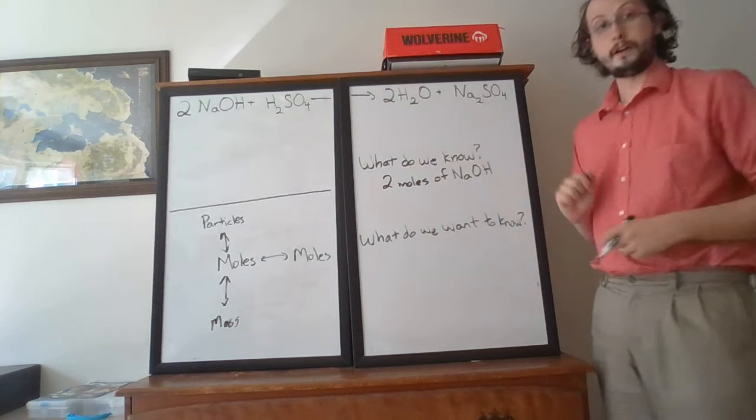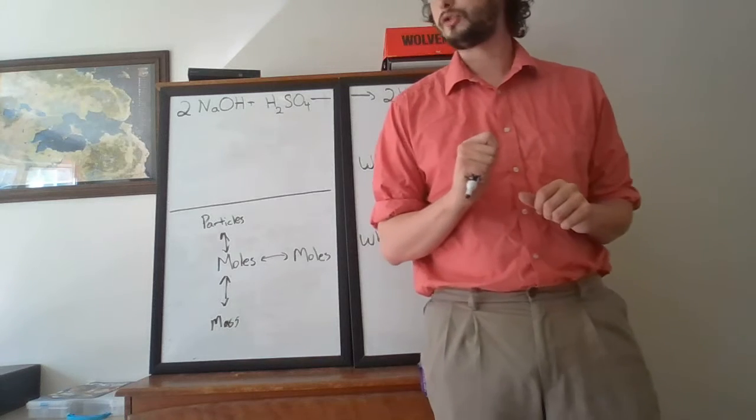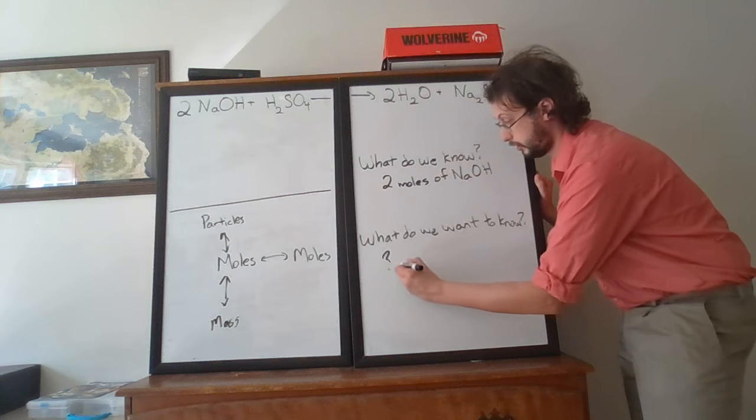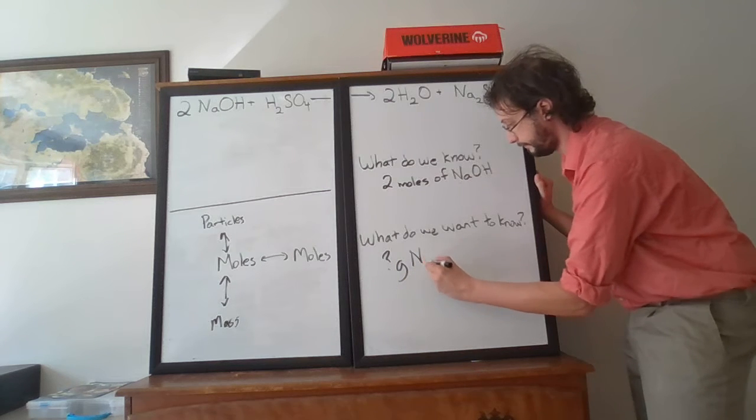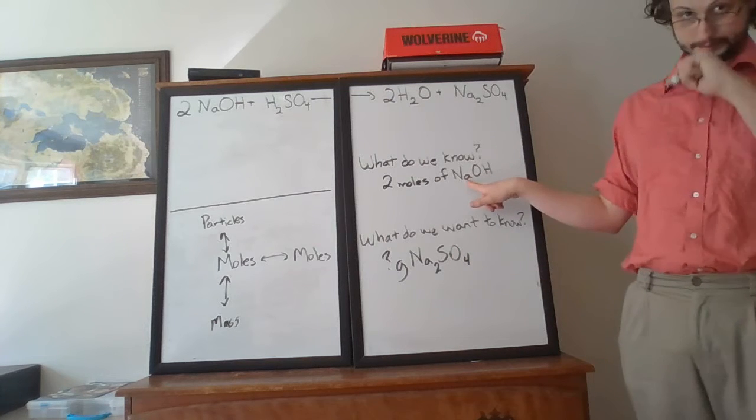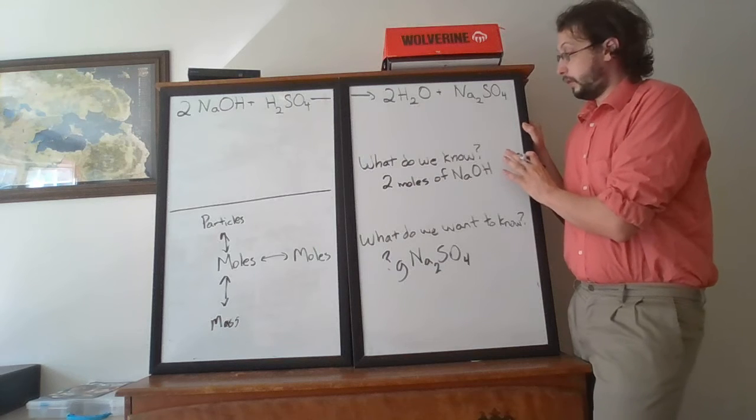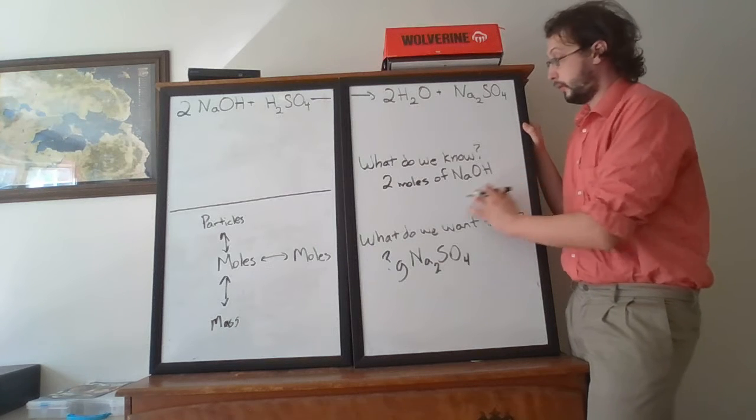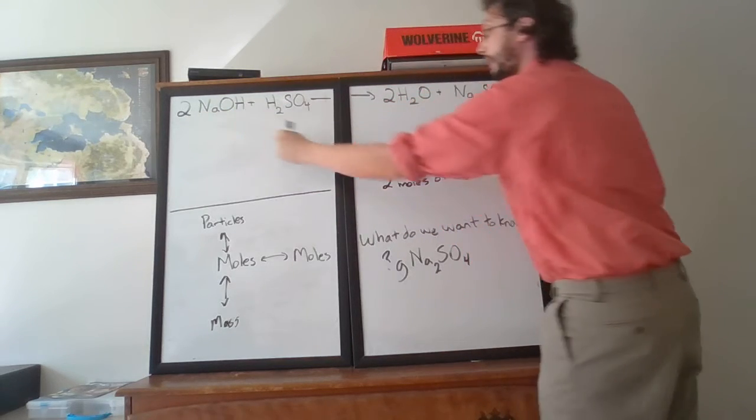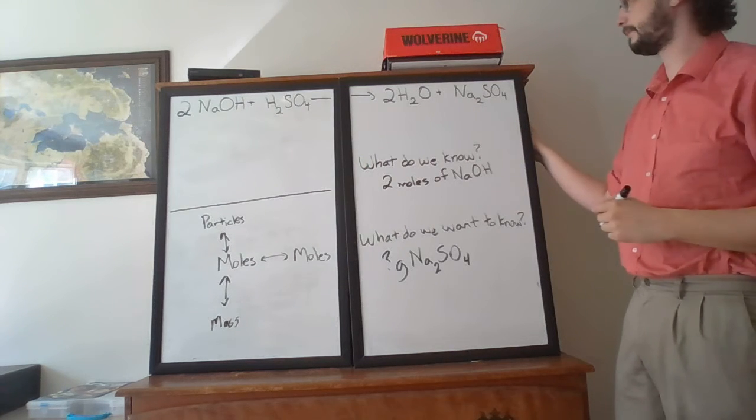What do we want to know? To find that, we look in our problem for the question word. The question word here is how many grams of sodium sulfate. So we want to know how many grams of sodium sulfate this makes. Put another way, we have 2 moles of sodium hydroxide. We want to know, when we do this reaction and use 2 moles of sodium hydroxide, how much sodium sulfate do we get out in grams?